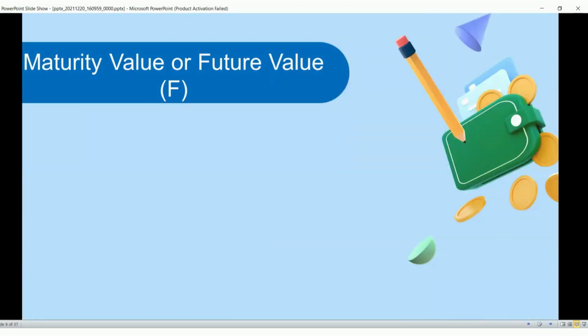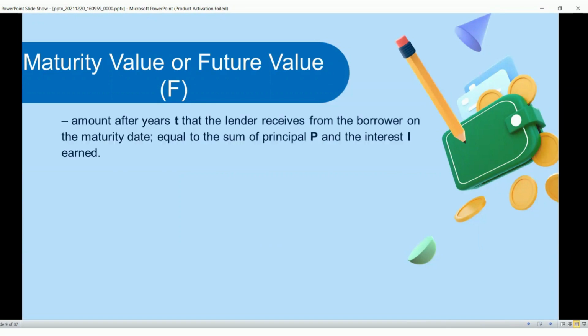So, maturity value or future value F. Amount after years T that the lender receives from the borrower on the maturity date, equal to the sum of principal P and the interest I earned. So, maturity value, ito na yung principal natin or yung amount of money na meron na siyang tubo. It is equal to the sum of principal P and the interest I earned.